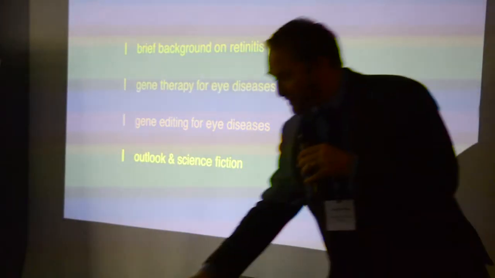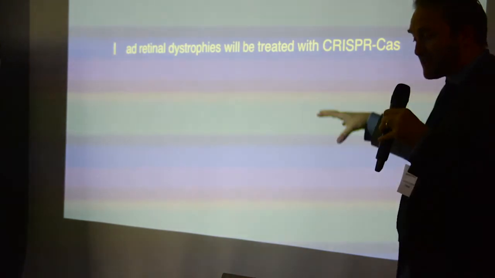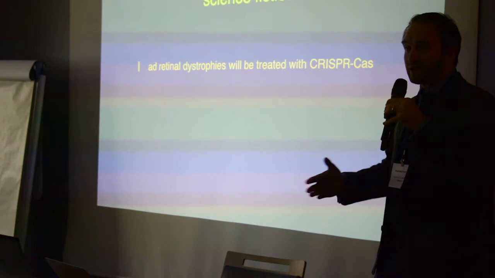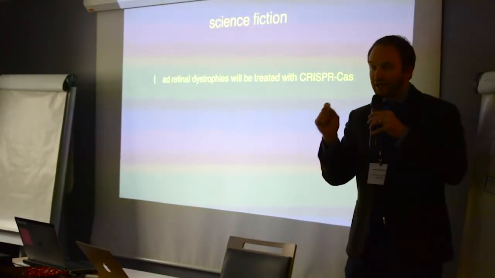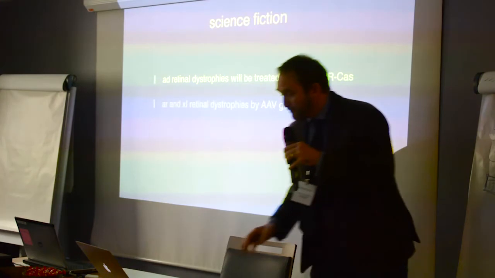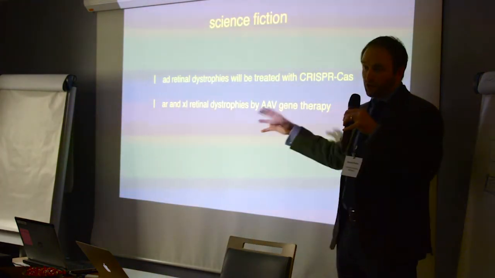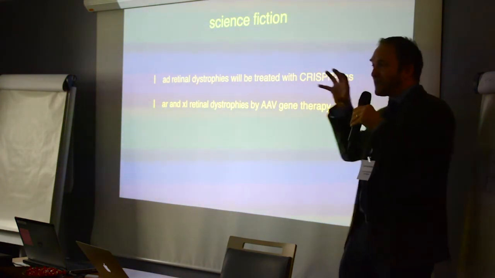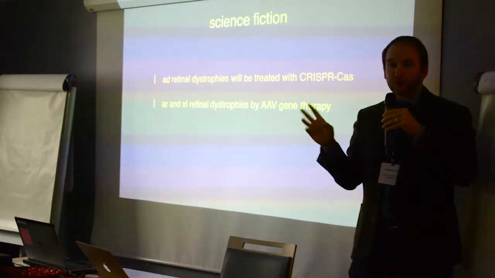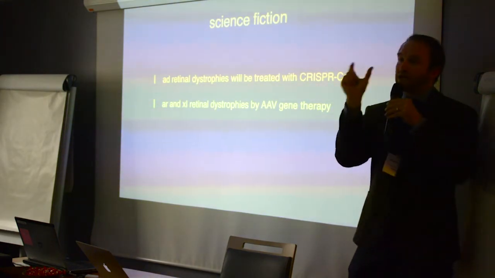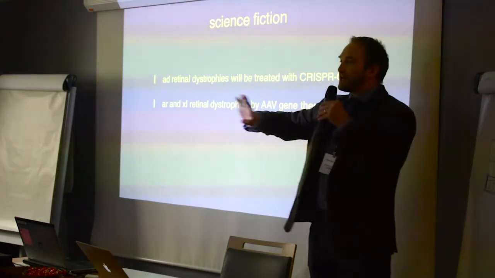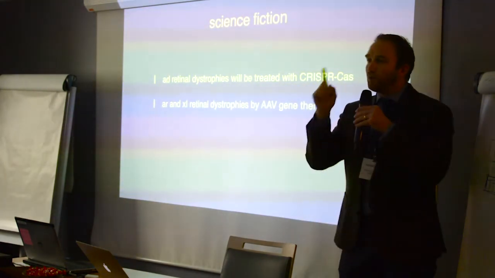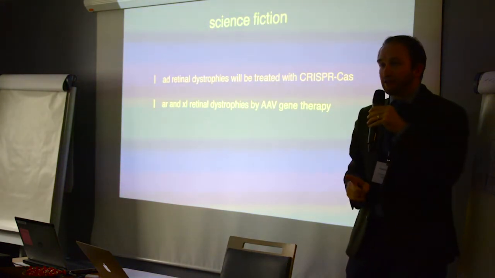So, outlook in science fiction, I think dominant disease will potentially be treated by CRISPR-Cas, because knocking down is much easier than actually correcting for it in a very precise way. I think autosomal recessive and X-linked, which is also mostly recessive, I think gene therapy, by bringing in the correct gene sequence, is still the way to go, because you can bring in one gene and correct for all the mutations, treat all the patients with mutations at different places of that gene with one drug. That's a huge benefit.